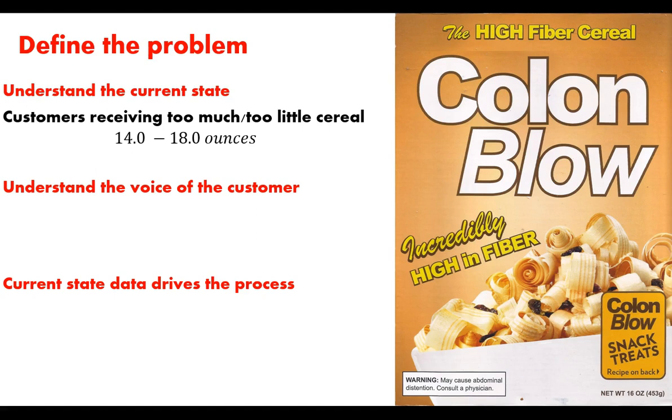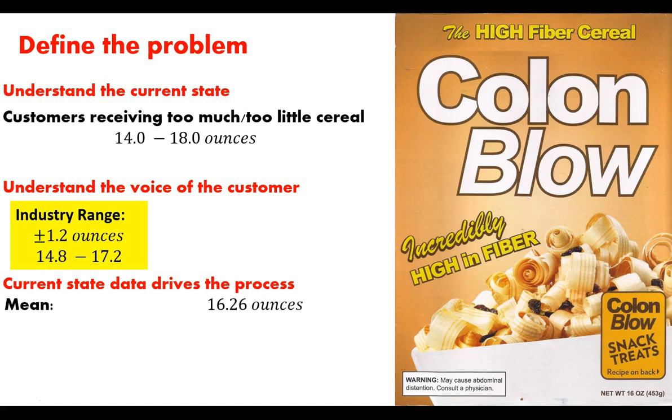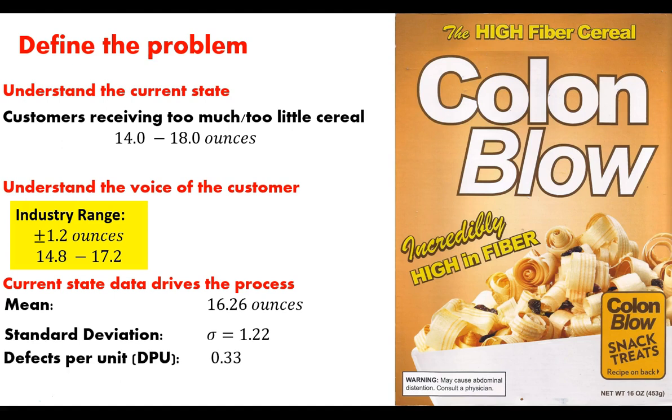So again, the current state: the customer is receiving either too much or too little cereal. So anywhere between 14 to 18 ounces instead of the 14.8 to 17.2 ounces, with an average at 16. So we know that's the current state of affairs. We also know the voice of the customer, or the industry range, is between 14.8 and 17.2. And we do have data that's telling us exactly where we're at. So we know that 1/3 of these are falling outside of our range. We're only operating at 2 sigma, so we're not satisfying the customer as much as we could.